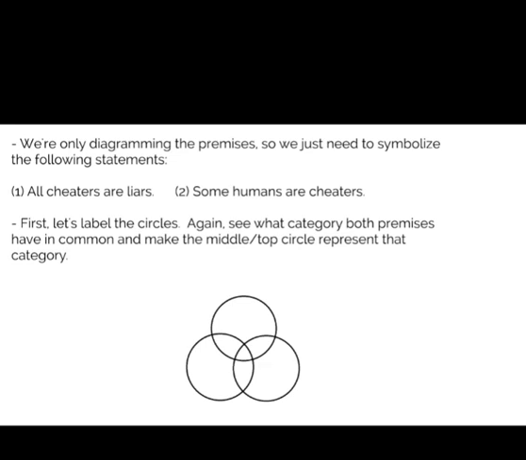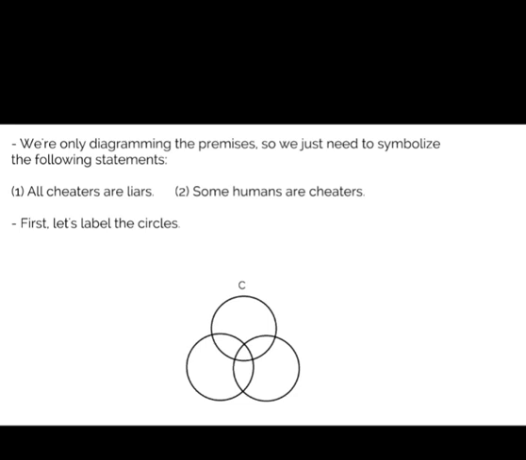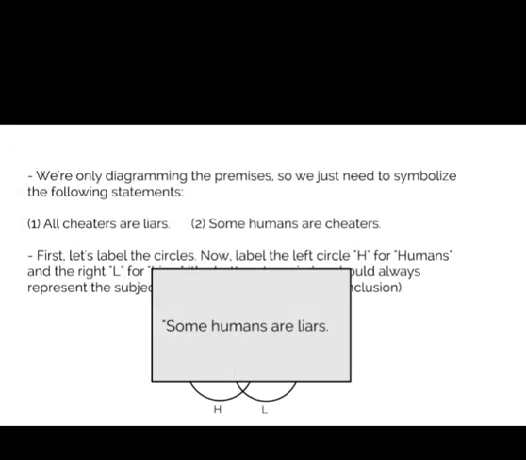So let's see what it is. Let's first do the top middle one. So that's C. That one's always really easy. Look at both of the premises. What's the category that both of them have in common? Put that right in the middle. And then yes, H for humans and L for liars at the bottom.